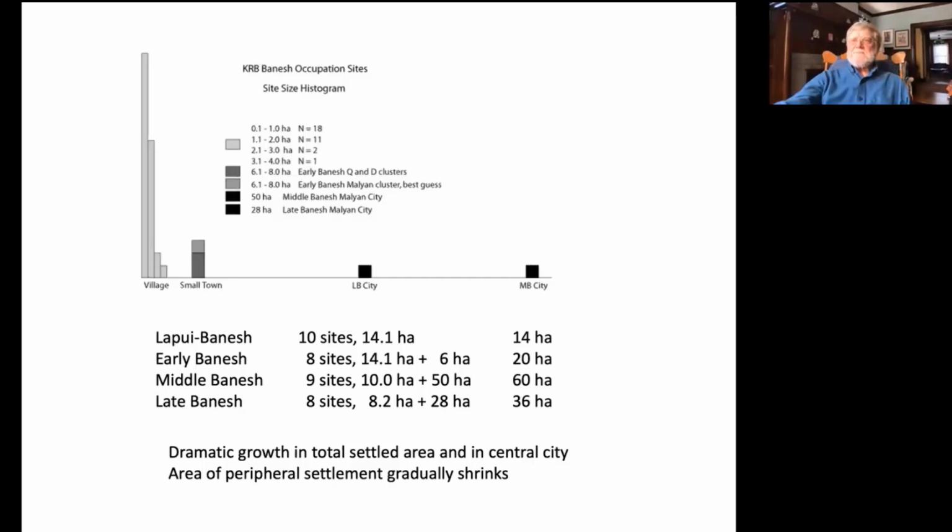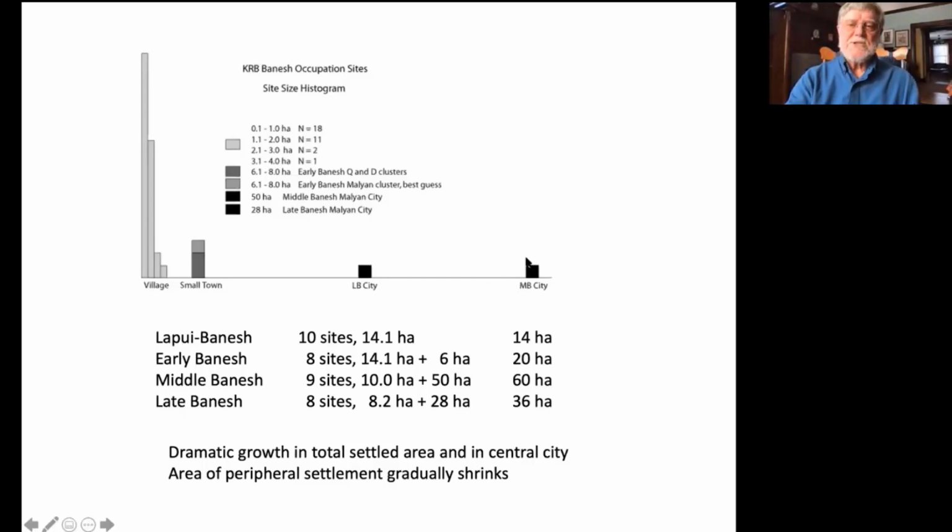So there's a dramatic growth in the size of the center, and there is a dramatic reduction in the area of peripheral settlement around the central place.